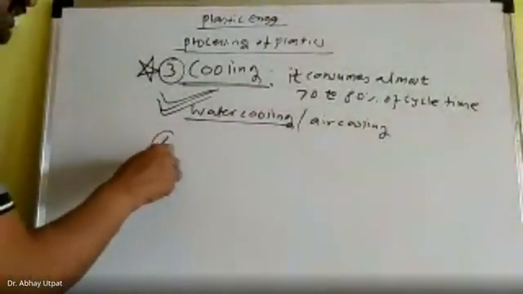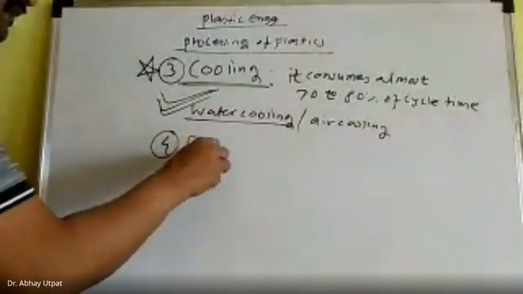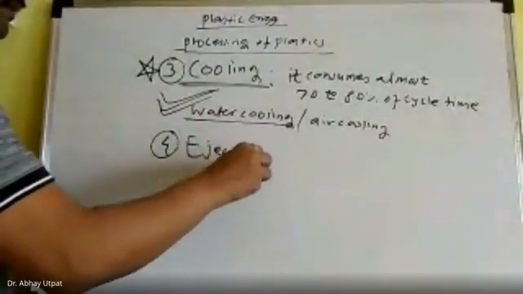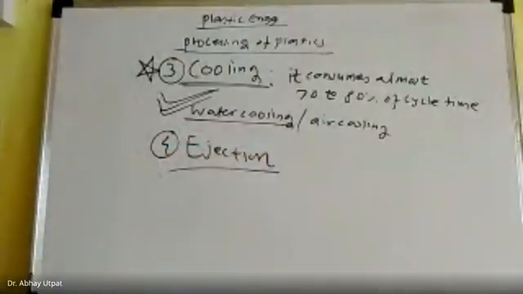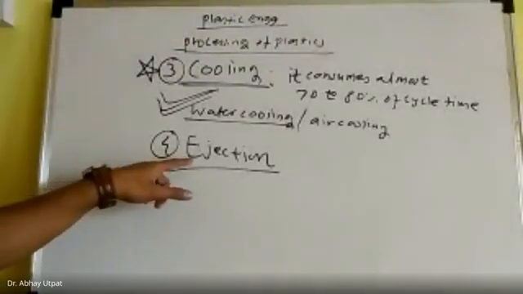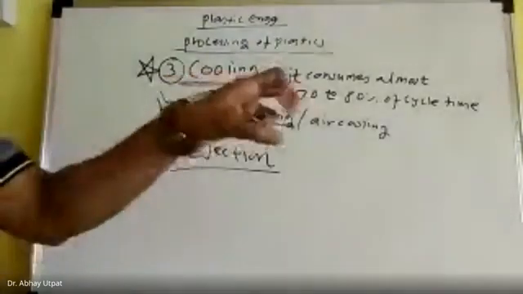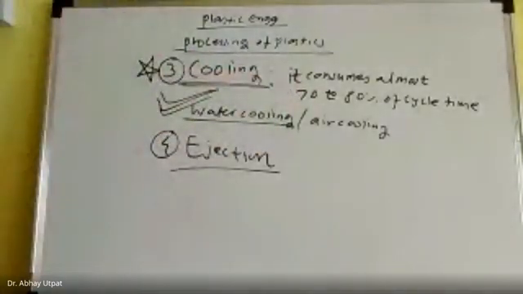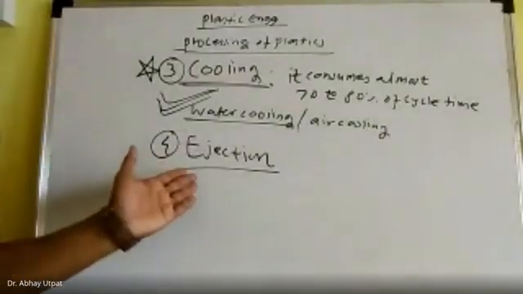Fourth is ejection. Check the spelling correctly. Step number 2 is injection, INJECTION, and instead of I-N, only the E word is used for ejection. Ejection म्हणजे component बाहेर काढणे. Ejection means removal of the component from the mold. This is an important step, friends.